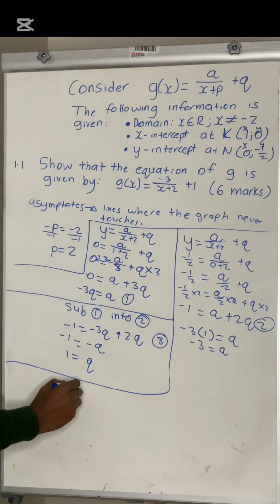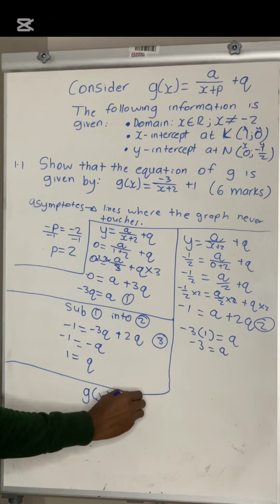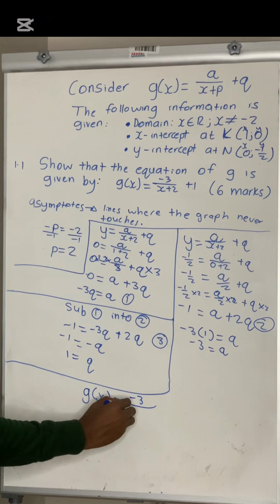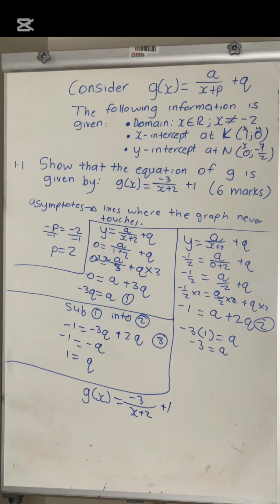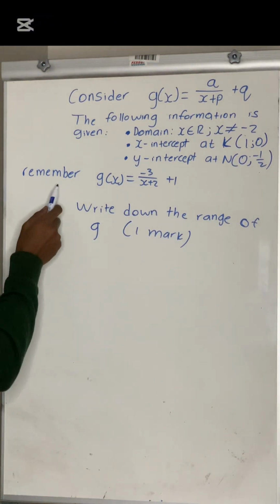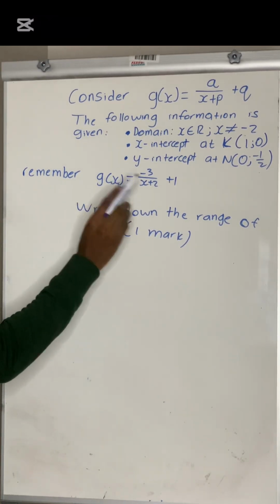So we have proven that y, or g of x, is equal to negative 3 all over x plus 2 plus 1. Very, very interesting question. So let's remember that g of x is equal to negative 3 all over x plus 2 plus 1.